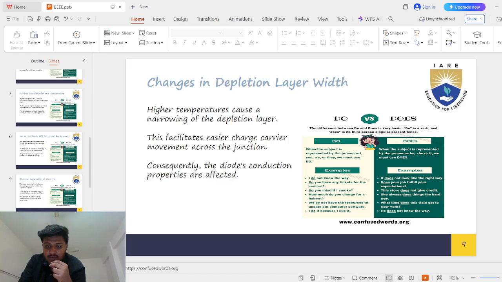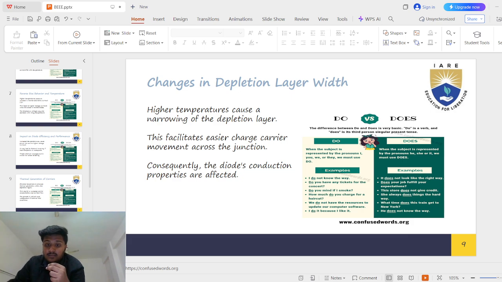Changes in depletion layer width. The depletion layer in a diode becomes thinner, narrower. This happens because more electrons and holes get enough thermal energy to cross the junction. As a result, it becomes easier for charge carriers to move through the diode. This means the diode can conduct current more easily, especially in the forward direction.